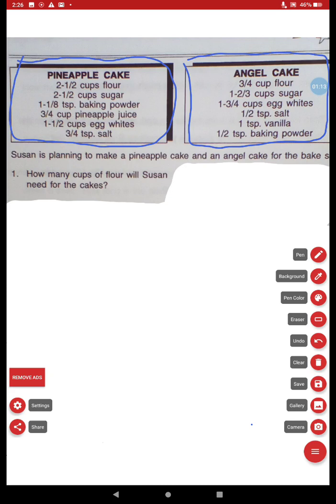Well, let's look at pineapple. How much flour does she need for pineapple? 2.5. How much flour does she need for angel? 3/4. This is important that she looks at the ingredients before she starts baking. So she can look in her cupboard and say, do I have enough flour or do I need to go to the store and buy some? Well, since she's making 2 cakes and combining the amount of flour she needs, we're actually going to need to use addition for this one, okay? So let's do 2.5 plus 3/4.